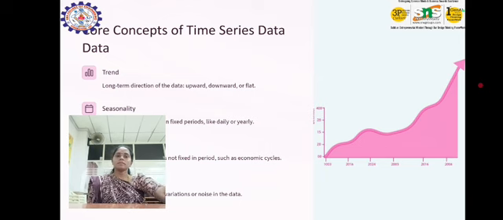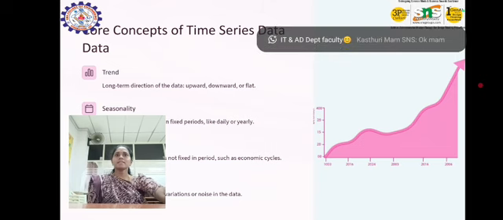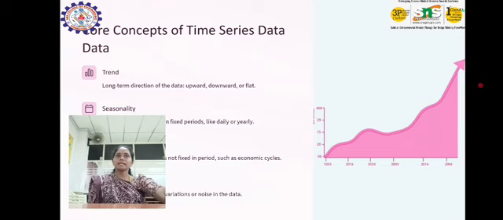The core concept of time series data: understanding time series data begins with recognizing four critical components: trend, seasonality, cyclicity, and irregularity. The trend reflects the long term direction in which the data is moving. For instance, a continuous rise in sales over several years indicates an upward trend, while consistent decline implies a downward trend.